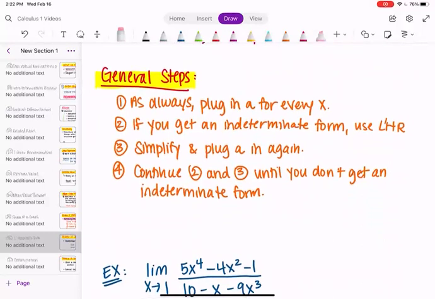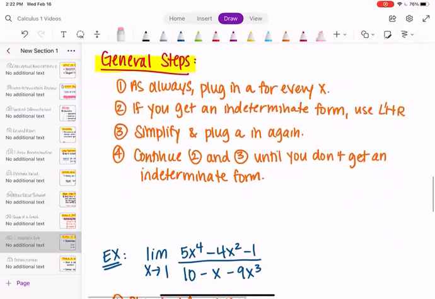So you first of all always test the value, right? Because if I can, for example, plug in 1 right here and it doesn't work out to 0 over 0 or whatever, then it doesn't matter. I don't even have to use L'Hopital's rule. I can just plug it in and go. If you do get an indeterminate form, that's when you use L'Hopital's rule.